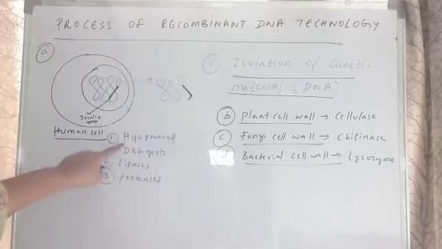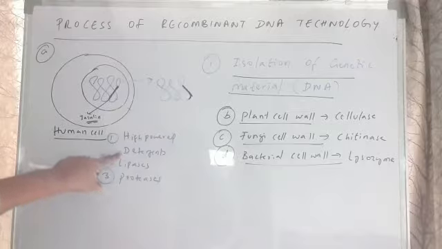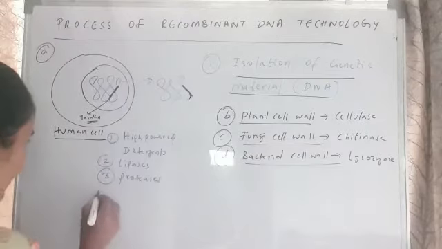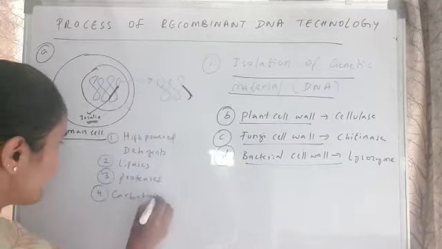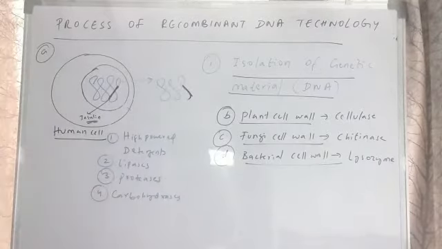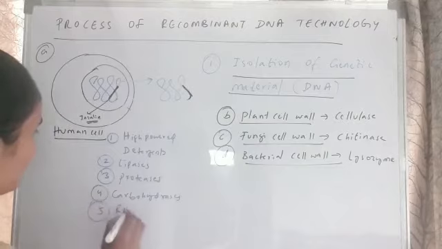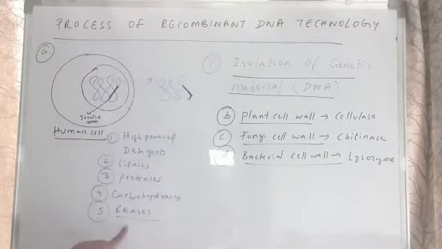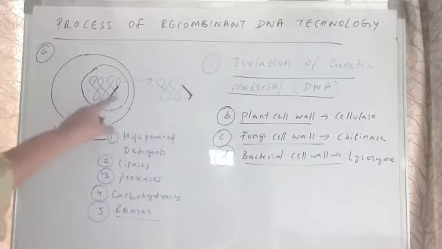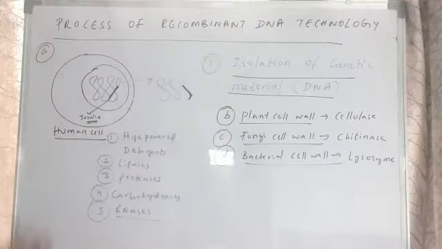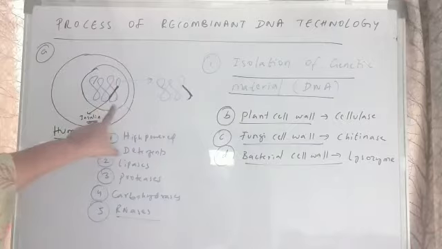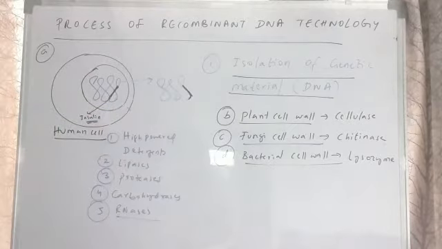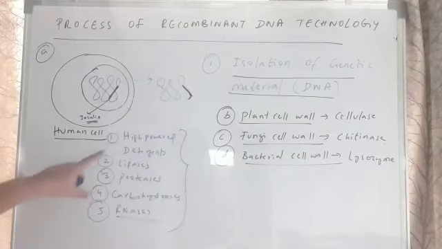To break the membranes, we are using high powered detergents like sodium dodecyl sulfate. Not only these, we also add lipases, proteases, carbohydrases, which break carbohydrates, and RNases. RNases are the enzymes which break RNA. Our goal is to extract the DNA. That means whatever material is there except DNA, all that material should be broken. That is why we are using all these materials.